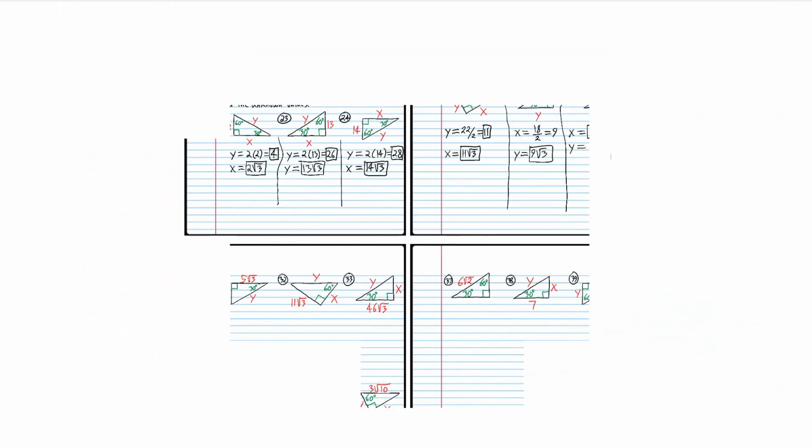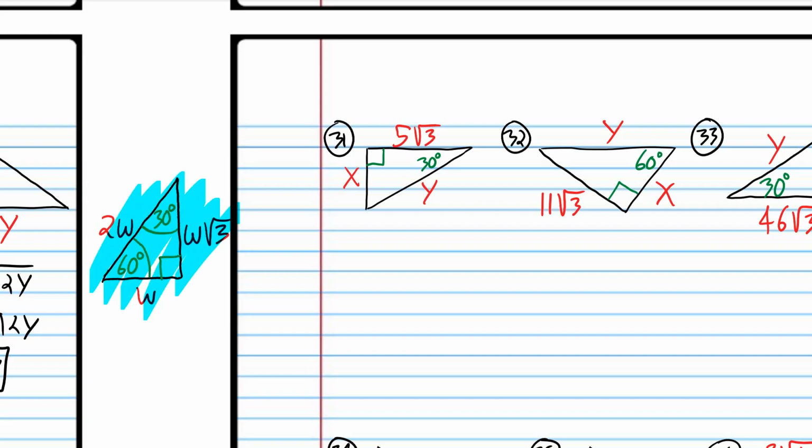I'm going to bring that shape over. Again, consult this figure to understand what's going on here. This side is 5 root 3. So if the side opposite 60 is 5 root 3, then the side opposite 30 must be whatever you're multiplying by root 3. In this case, it is 5. So x is equal to 5. Very easy.